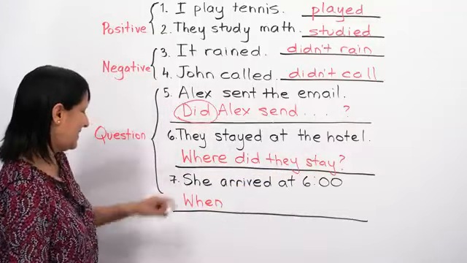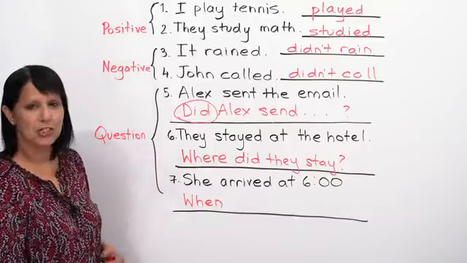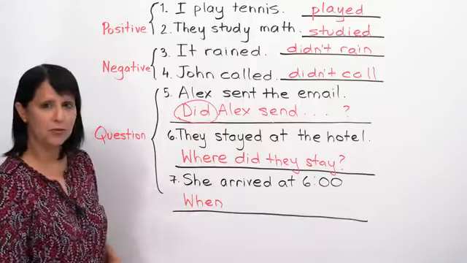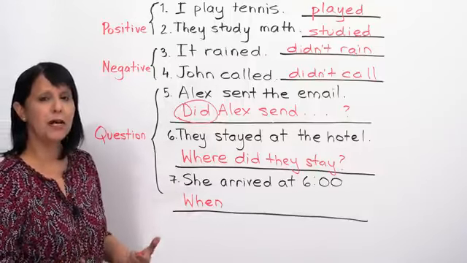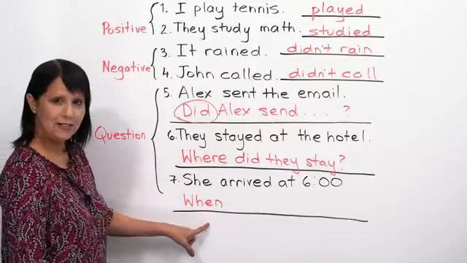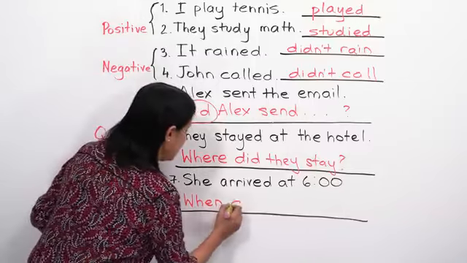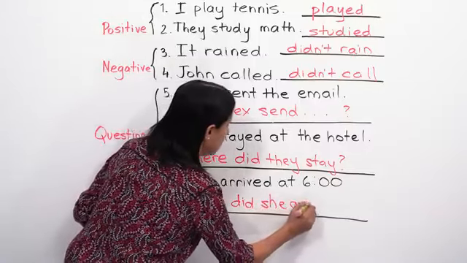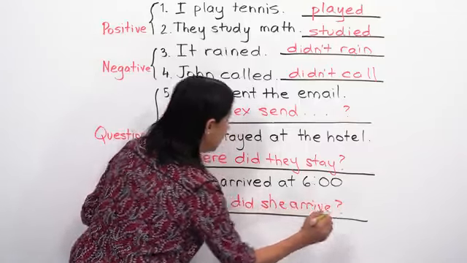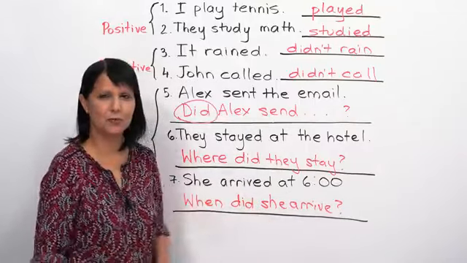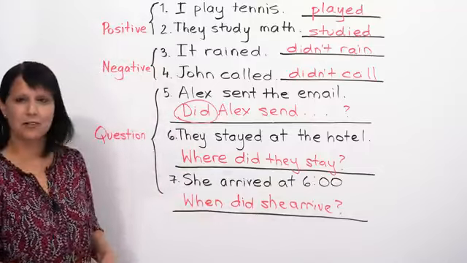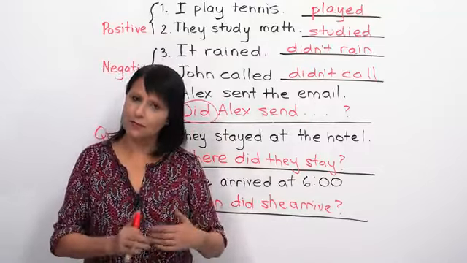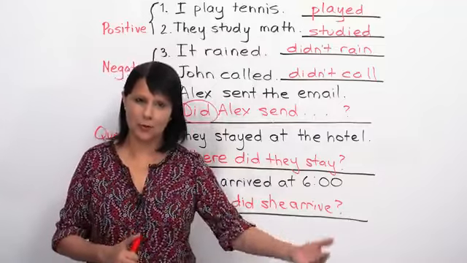Okay, good. Number 7, she arrived at 6 o'clock. Now your question is asking about when. When did she arrive? Okay? Again, we've come back to the base form of the verb. Okay? Very good. So if you've got these right, that means you've understood it. And if you haven't, we're going to practice a little bit more as we go along.